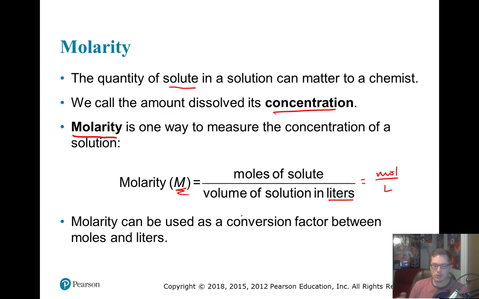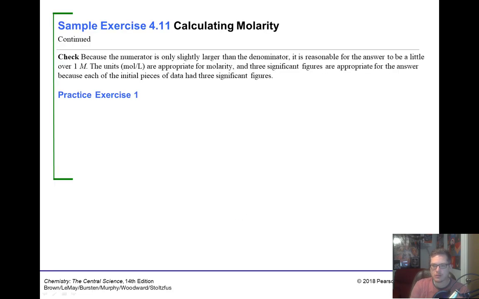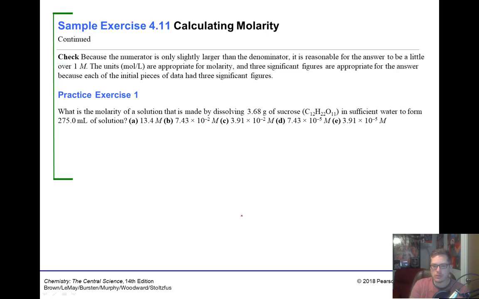And so really we can use molarity as a conversion factor between moles and liters, because it's just a ratio. All right, and we'll do some math here. It says, what is the molarity of a solution that is made by dissolving 3.68 grams of sucrose, C12H22O11, in sufficient water to form 275 milliliters of solution? So really we're just going to find the concentration. Remember, molarity is equal to moles over liters, so that means we need moles and we need liters. We've got grams, so we need to convert our grams to moles.